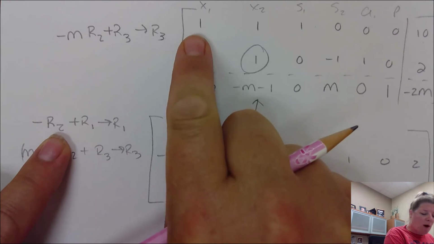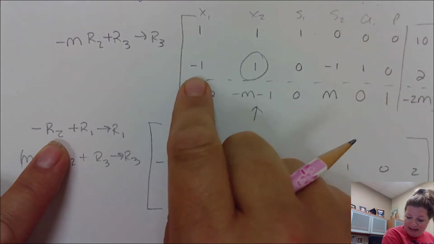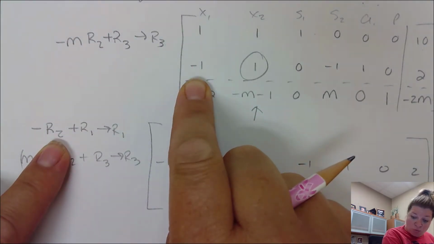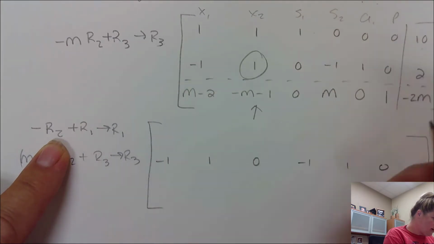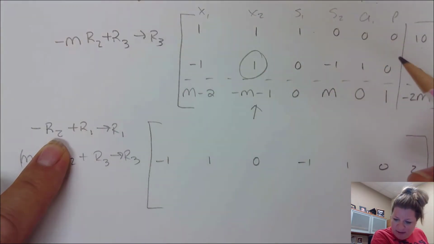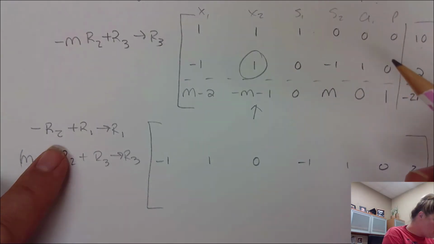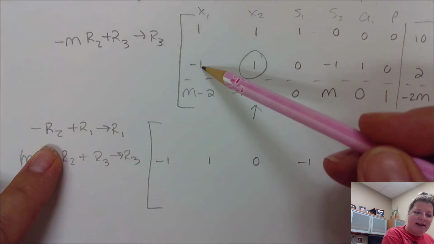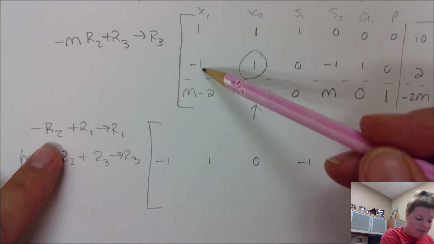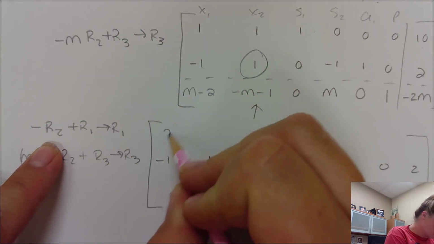-1 times row 1 plus this is -2. Wait, where did I get +2 on my notes? I might have made a mistake. So -1 times, nope, I'm right. -1 times a negative is a positive plus 1, so that's a 2. I went the wrong way.